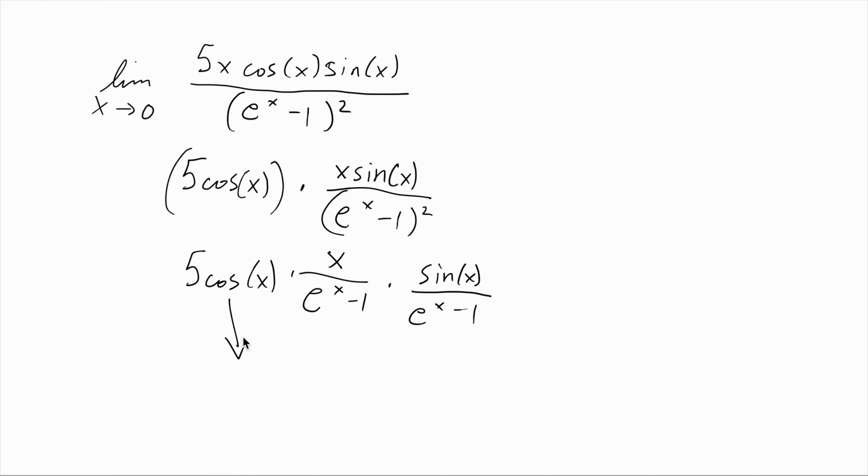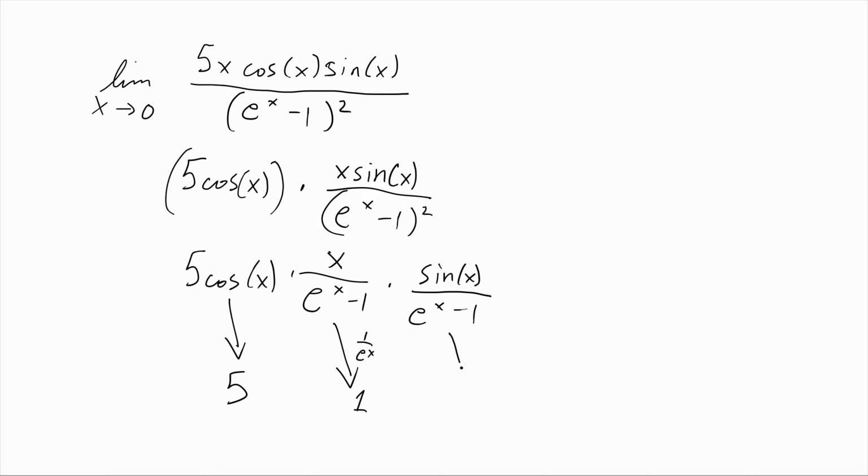So this part right here simply limits to 5. This part, we can use L'Hopital's rule because it goes 0 over 0, and it does work nicely. Derivative of the top is 1, derivative of the bottom is e to the x. So you think, 1 over e to the x as x goes to 0. That's like 1 over e to the 0. e to the 0 is 1, so 1 over 1, that goes to 1.